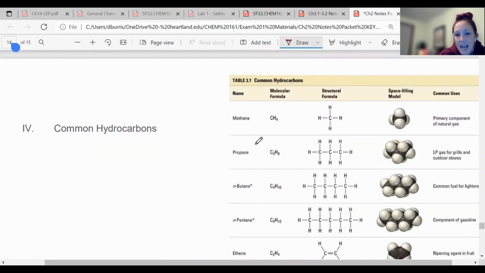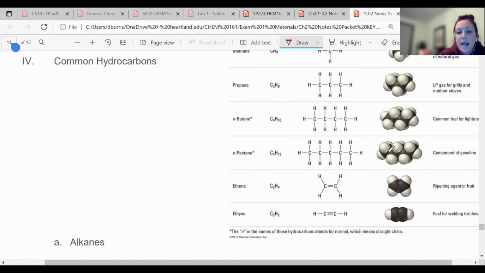Notice these all have an -ane at the end. They have all straight structures. And pentane. And then ethene has a double bond. Ethyne has a triple bond. These are all really useful things, okay?